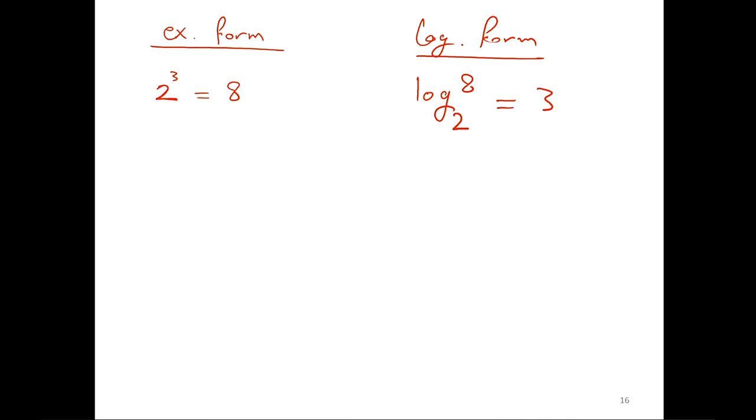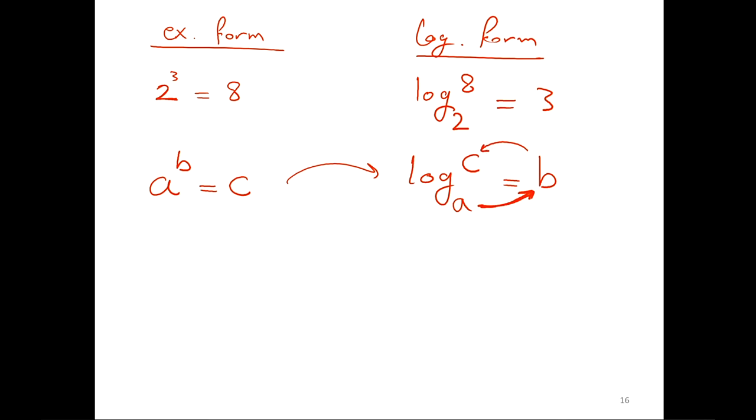Inside the logarithm, this is the argument, or the value of b to the power a, for example. And the base of the logarithm is the base in exponential form. So if we have a to the power b equals c, we can convert this to logarithm c to base a equals b. Okay, like this. Look at this: a to the power b equals c. 2 to the power 3 equals 8.